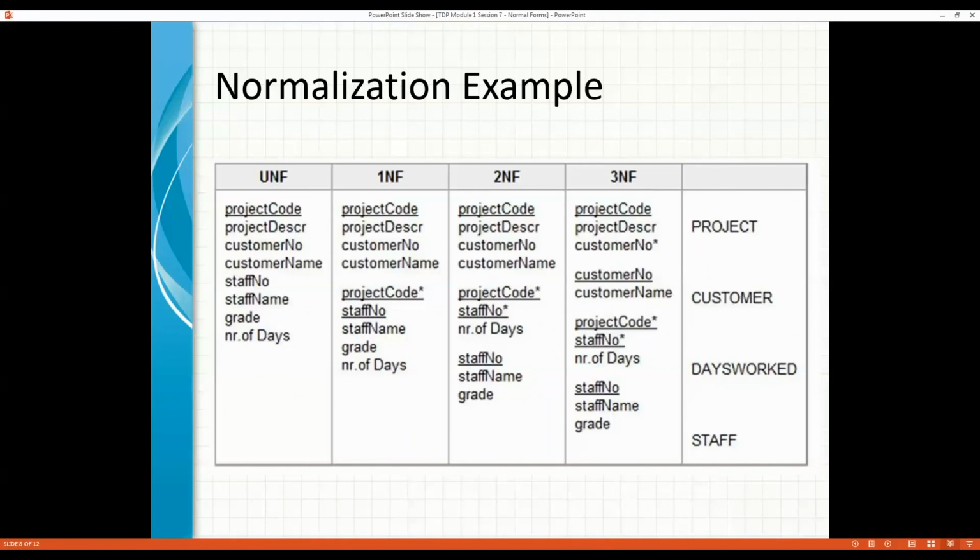When we move into 3NF, we take care of this. As you can see, the project code, which we noticed had a transitive dependency, has been broken down now. From project code, we have project description with customer number, and customer number and customer name now have their own table. Project code, staff number, and number of days are its own, and then the staff number, staff name, and grade are its own. By the time we reach 3NF, we've taken one large table and broken it into 4 smaller ones. But now, those 4 smaller tables all have data that specifically relates to the prime attribute or key being used for that table.